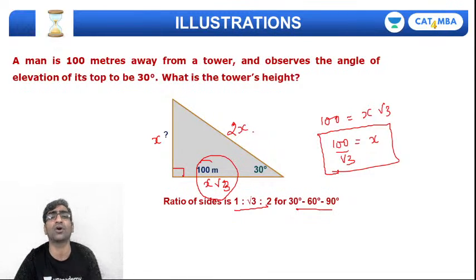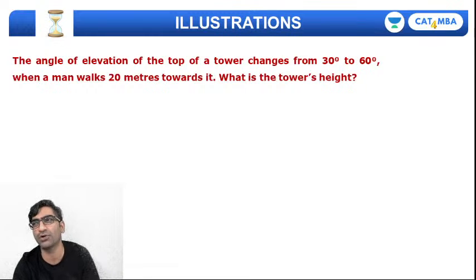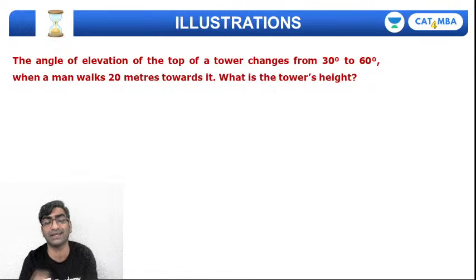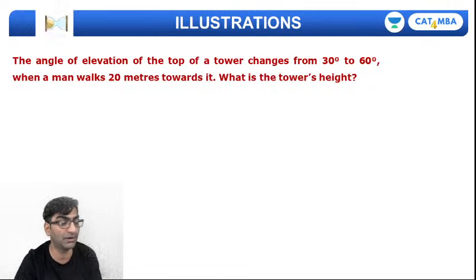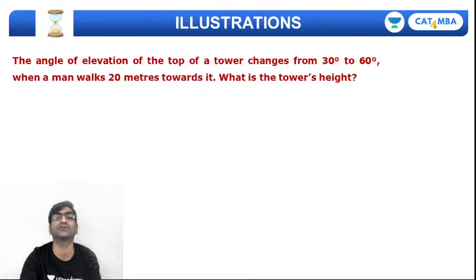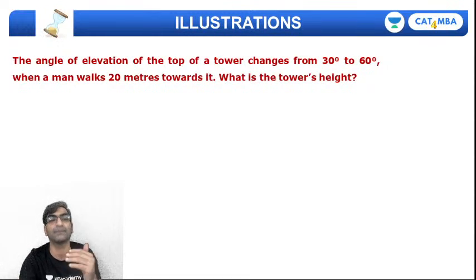I don't need to recall any trigonometric ratio. I don't need to remember any angles. I don't need to remember any sine, cos, tan. All I need to do is apply this ratio, right? Okay, let's try this one more time. It's a very effective method. A question gets done in 30 seconds, even less sometimes. Here's the question. The angle of elevation of the top of a tower changes from 30 degrees to 60 degrees when a man walks 20 meters towards it, right?